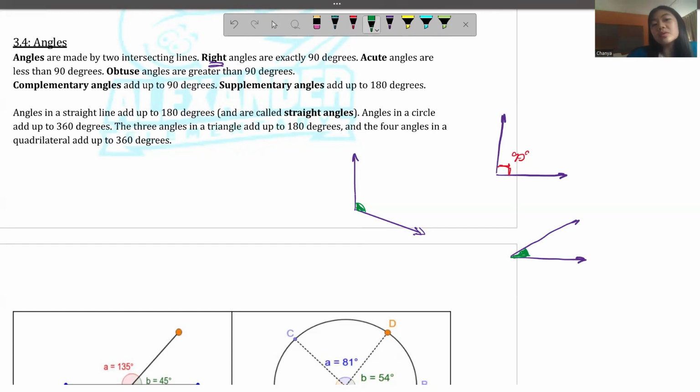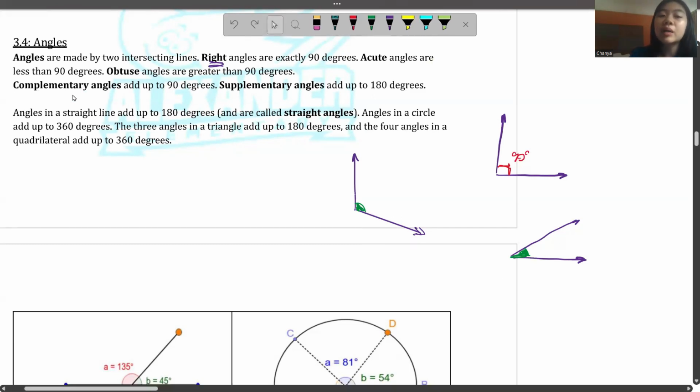And an obtuse angle is one that is greater than 90 degrees. So obviously this angle, the first angle I drew here, would be an obtuse angle. So basically you can just look at, this is the 90-degree angle, and that's just a baseline to see if an angle is obtuse or acute.